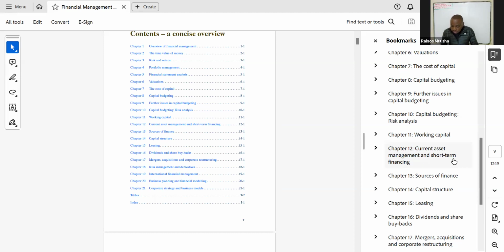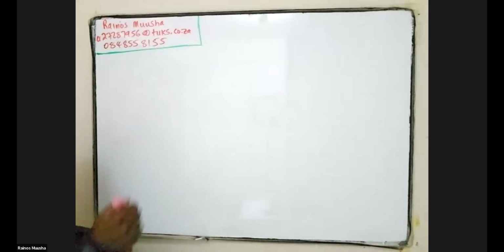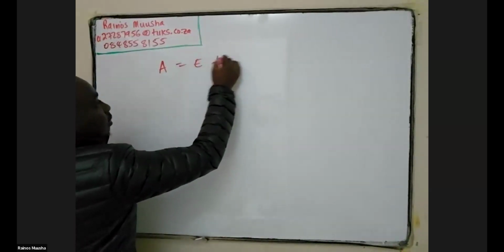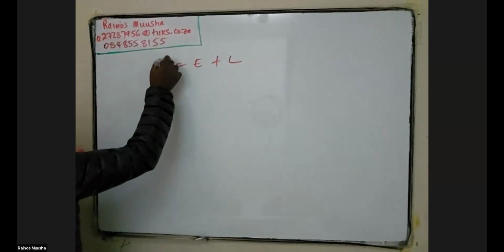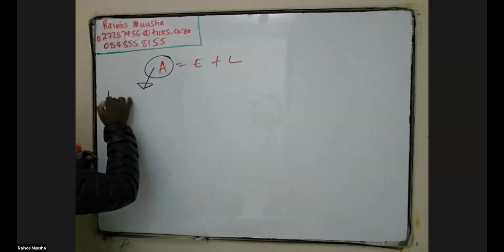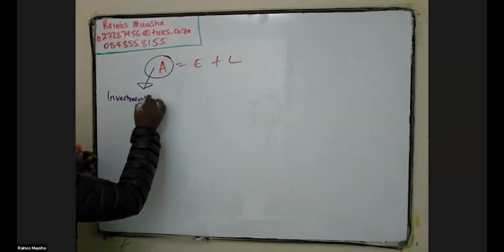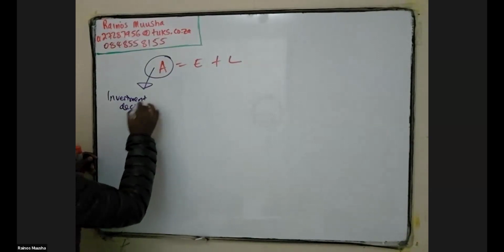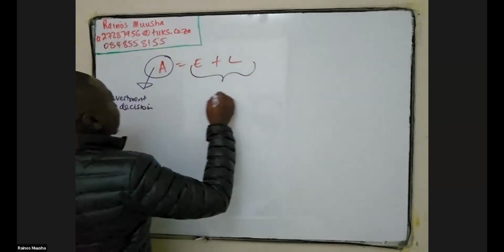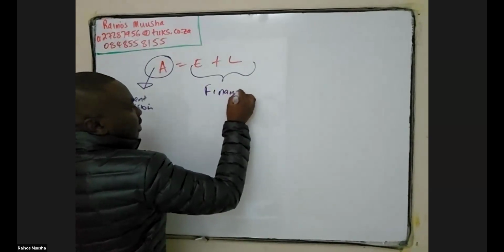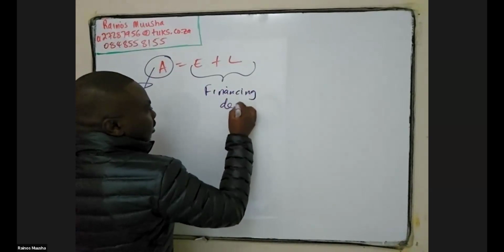Then chapter 13 and chapter 14 are very much linked to each other. Chapter 13 looks at sources of finance. Remember, we're saying that assets equal equity plus liability, which means that on the asset side, this is where you make your investment decisions, and on the equity and liability side, this is where you make your financing decisions.